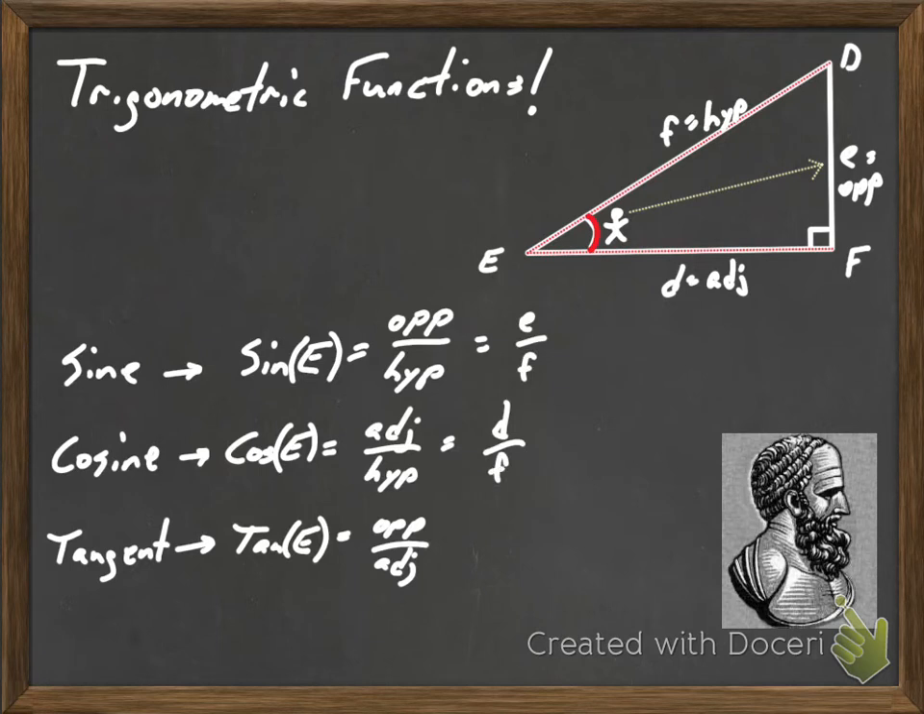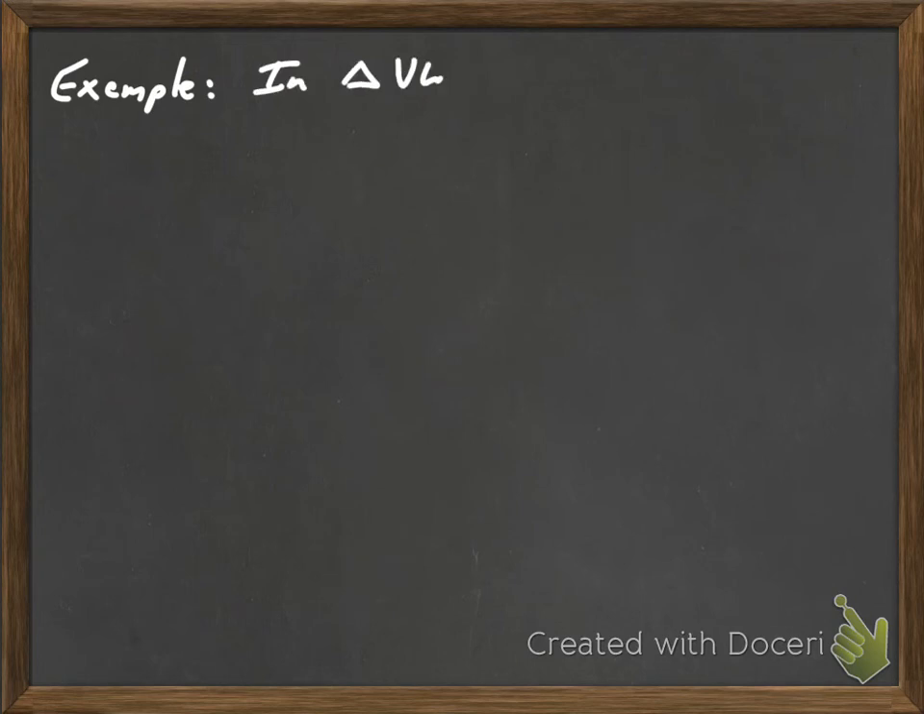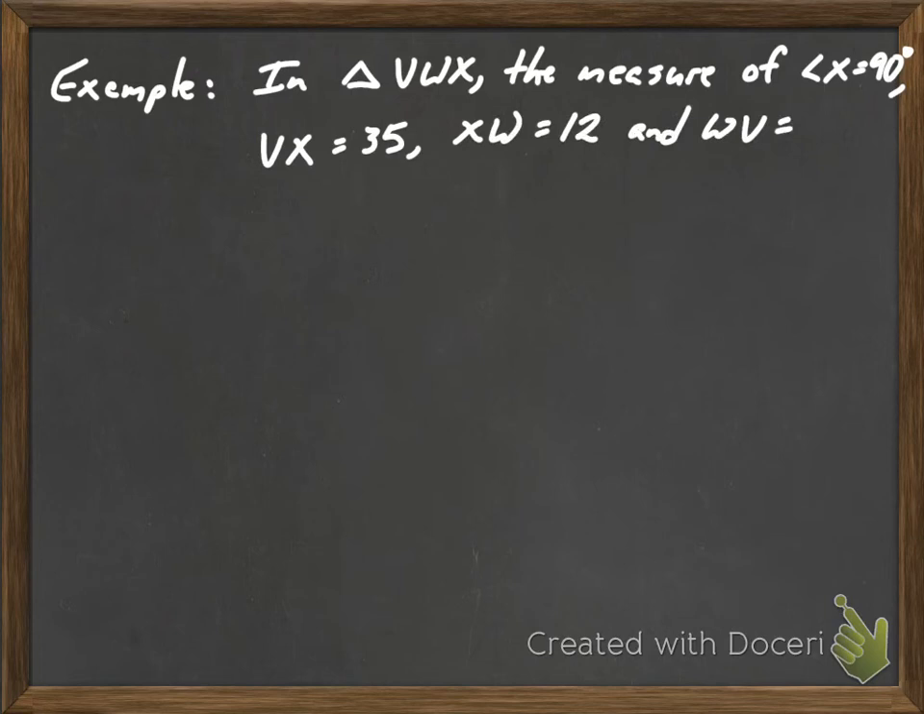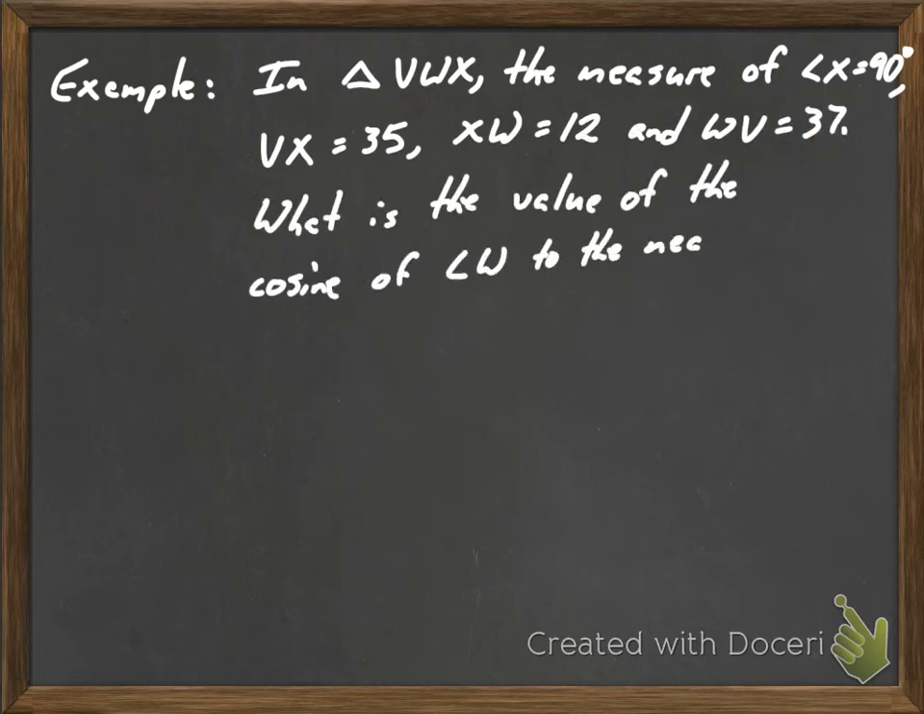And so we can use this to find missing sides. So here, for angle E, side length E over side length F is the sine of E. Side length D over side length F is the cosine of E. And the tangent of E is side length E over side length D. So let's look at a specific example. In triangle VWX, the measure of angle X is 90 degrees, VX equals 35, XW equals 12, WV is 37. What is the value of the cosine of angle W to the nearest hundredth?